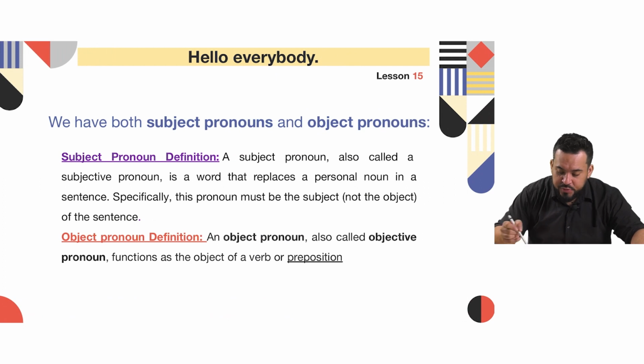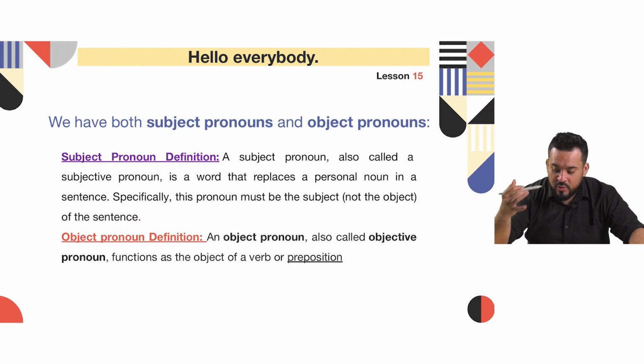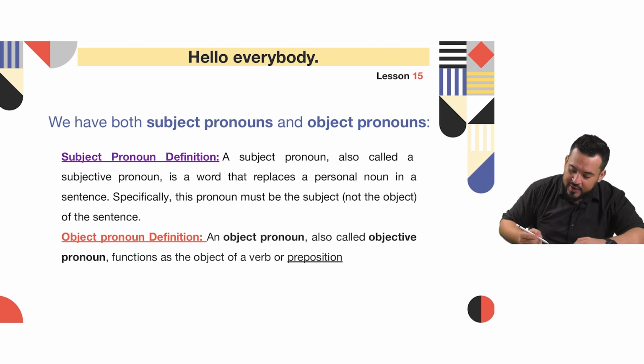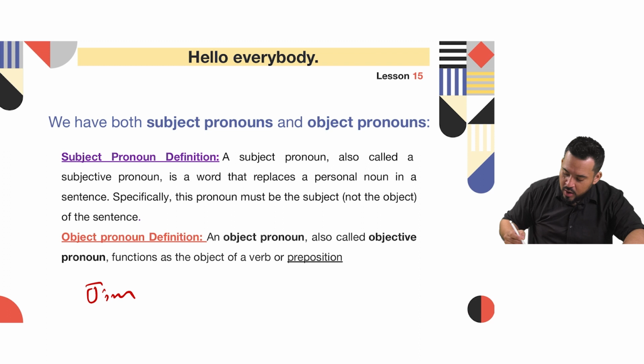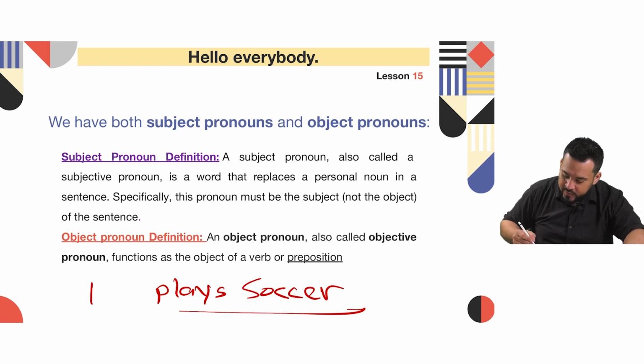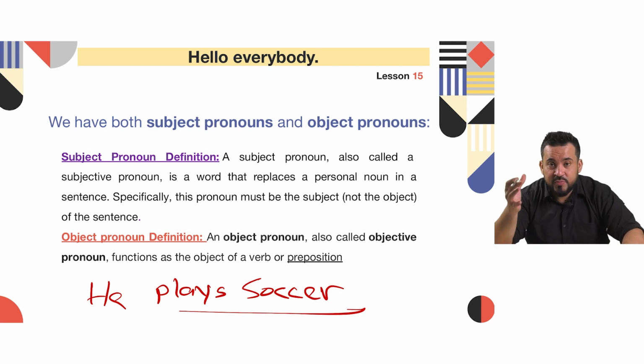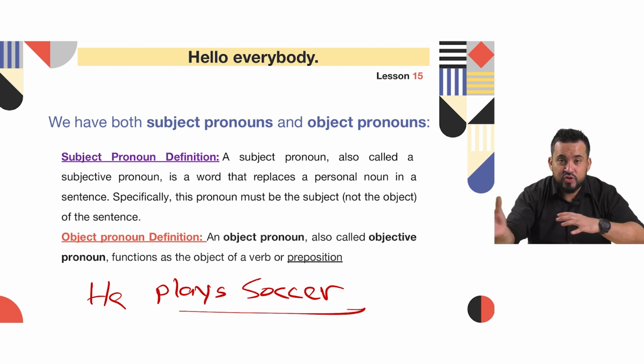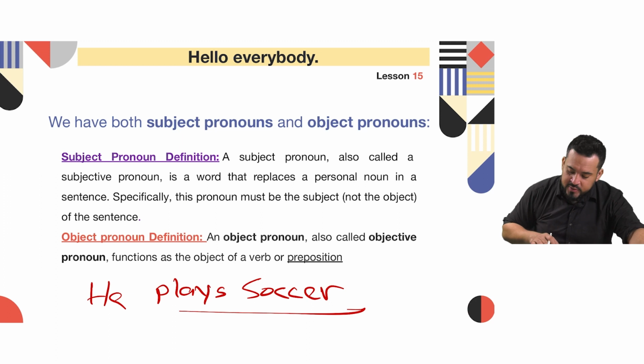Let's see. The subject pronoun is a pronoun that replaces the subject in the sentence. Like, for example, if in the sentence I say Jim plays soccer, okay? If Jim plays soccer, then the pronoun will remove Jim and will put he instead of Jim. So the subject pronoun replaces the subject. We remove the name or the person, and we just put a pronoun that refers to that person.